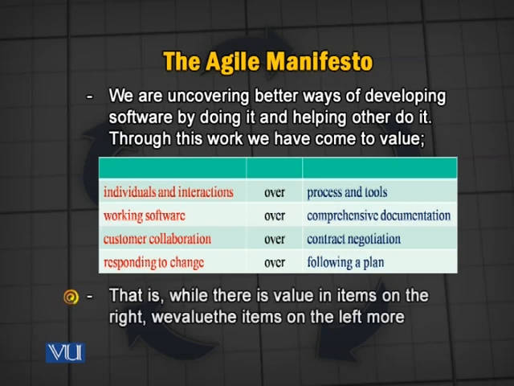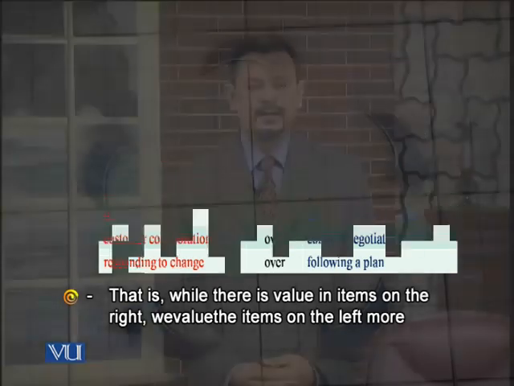That is, there is value on both the items on the right as well as items on the left. However, the Agile community values the items on the left more than the items on the right. So according to the Agile Manifesto, the items on the left are more important, have more privilege, or are focused more on during the projects as compared to items on the right. It is not that the items on the right are not valued.